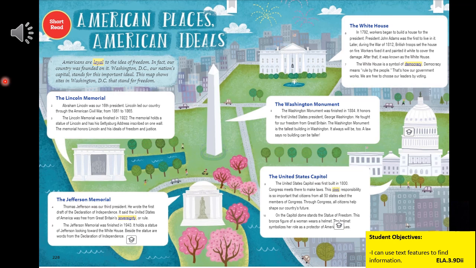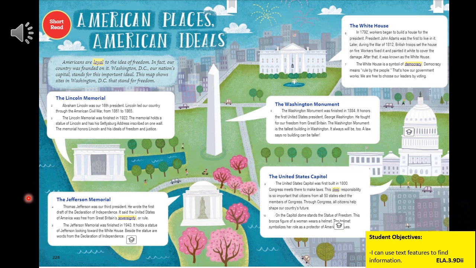The Lincoln Memorial. Abraham Lincoln was our 16th president. Lincoln led our country through the American Civil War from 1861 to 1865. The Lincoln Memorial was finished in 1922. The memorial holds a statue of Lincoln and has his Gettysburg address inscribed on one wall. The memorial honors Lincoln and his ideals of freedom and justice.